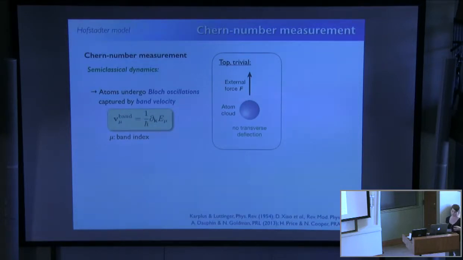So we load a Bose-Einstein condensate in our optical lattice in the presence of an artificial magnetic field, and then we apply an external force and look at the in situ dynamics of the cloud. So what do we expect to happen?